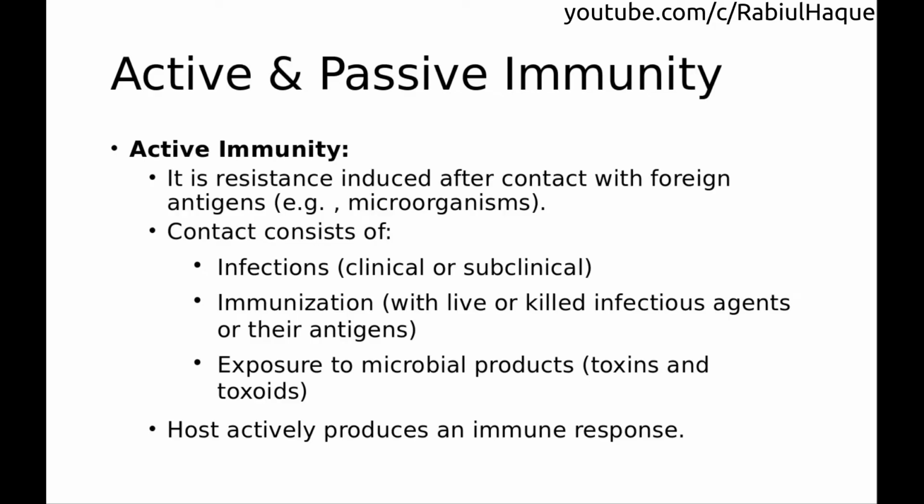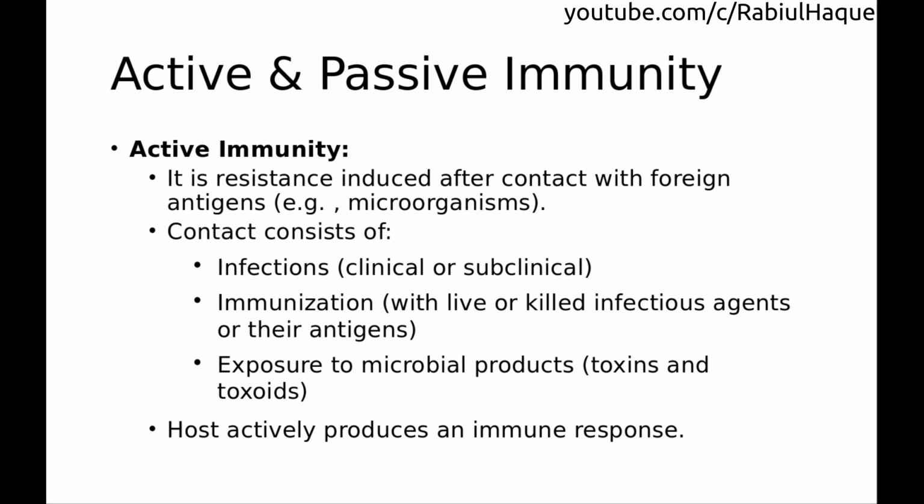Now, in your textbook, you will also find these terms: active immunity and passive immunity. So now let's talk briefly about these two terms. Now, active immunity is resistance that is induced after contact with foreign antigens, for example, microorganisms. Now, contact may happen during infection. The infection may be clinical or subclinical. Contact may occur during immunization, either with live or killed infectious agents or their antigens, and contact may also occur due to exposure to microbial products, for example, exposure to toxins and toxoids.